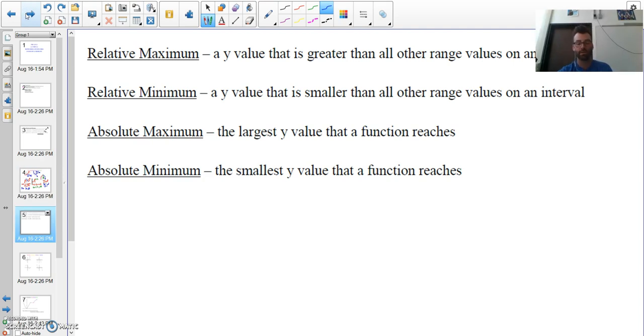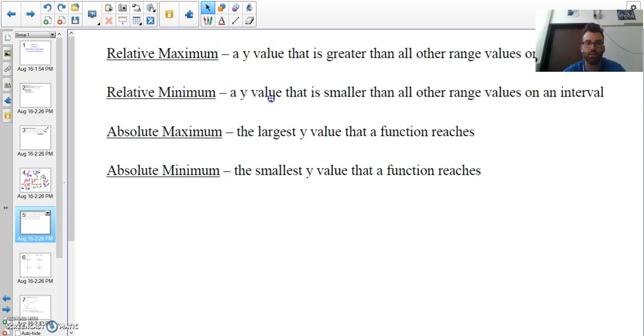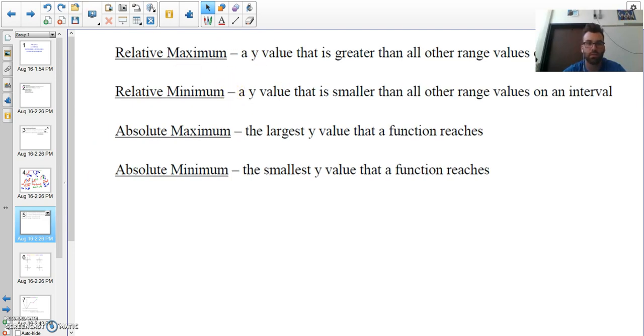Let's talk about relative maximum, minimum, etc. First of all, relative maximum. What is a relative maximum? So a relative maximum is a y value. What the heck is going on?